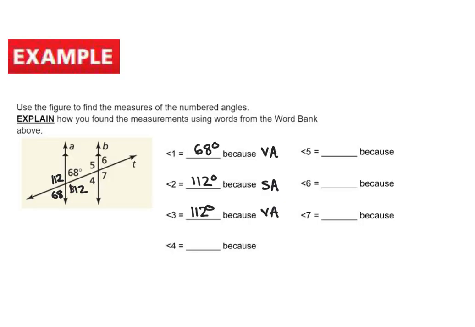So then technically 4, 5, 6, and 7 could all be because of corresponding angles, because angle 4 is going to be 68 degrees, because angle 4 is corresponding with this 68 degree angle. Angle 5 is going to be corresponding with this 112 degree angle. Angle 6 will be corresponding with the 68 degree angle, and angle 7 will be corresponding with the 112 degree angle. So these could all be corresponding angles.